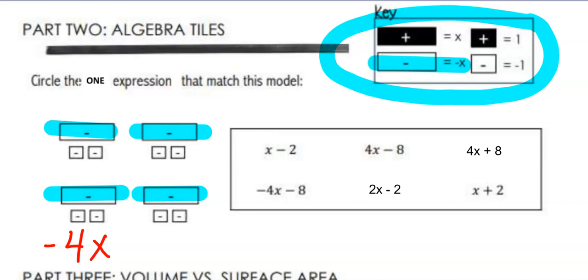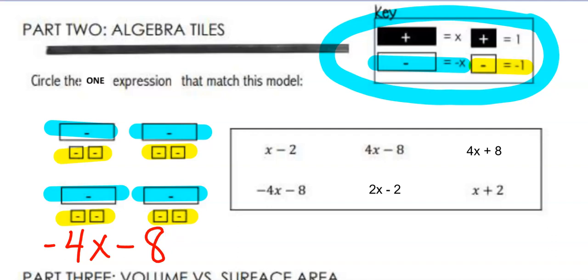The second thing that we have here, it'd be nice for you guys to use your highlighters as well. You can look at the small squares, and we have 2, 4, 6, 8 of the small squares, and our key tells us that they are -1 unit each. So that means we have 4 negatives. Excuse me, not 4. We have 8 of them. We have 4 sets of 2. So that's going to be -8.